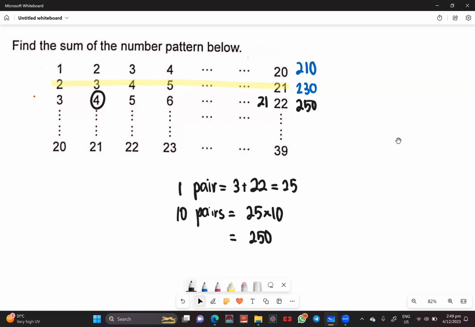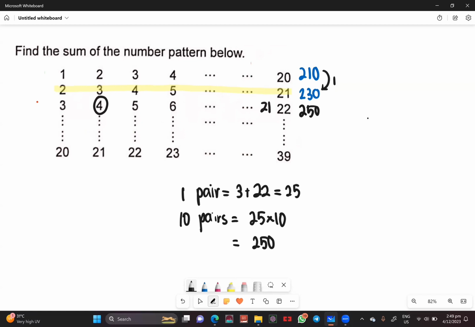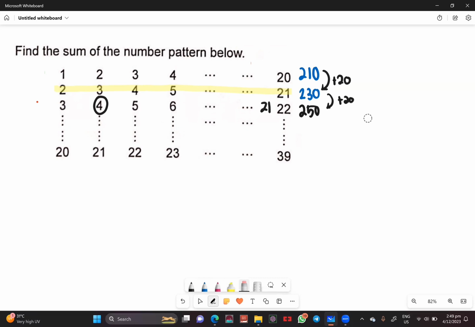Now, you will start to see that the total is always plus 20. The total is always plus 20. Now, this goes to show that the intervals are 20. So let's say if I were to go to the fourth one, I don't even need to count anymore. For the fourth one, I know that this is 270. So basically, it is 210 plus 230 plus 250, because this is the first one, the second row, the third row. For the fourth row, it will be definitely 270.